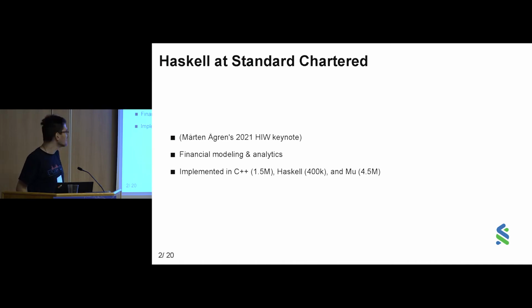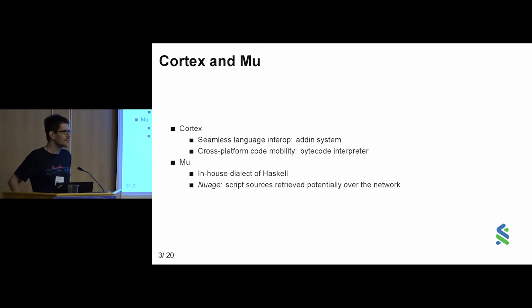These numbers are real. So 4.5 million lines of code in Mu, and anything we do, we'll have to keep working with this large existing code base. So the two main characters of this story are going to be Cortex and Mu. These are the in-house names of proprietary stuff, so you don't care, but I only mention these because I need some way of referring to them.